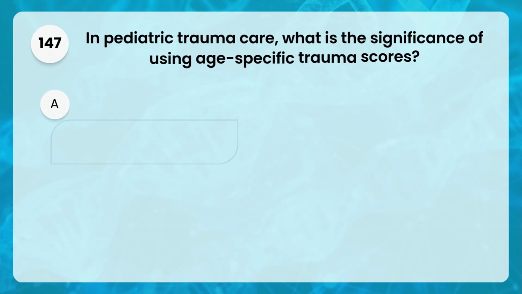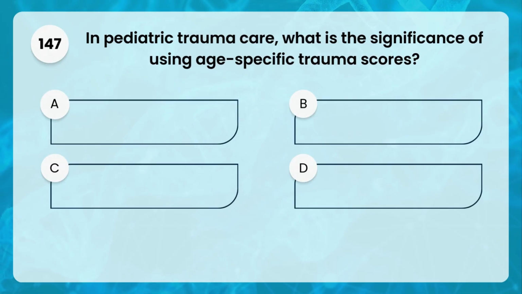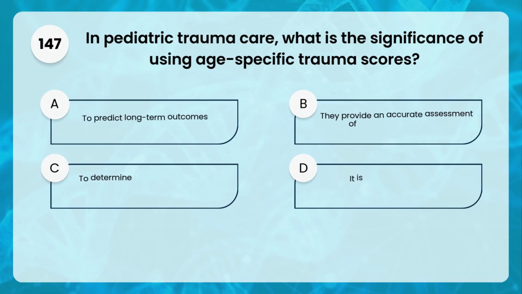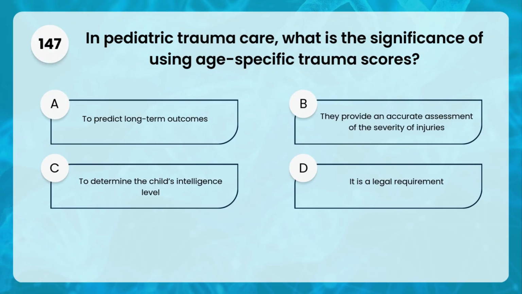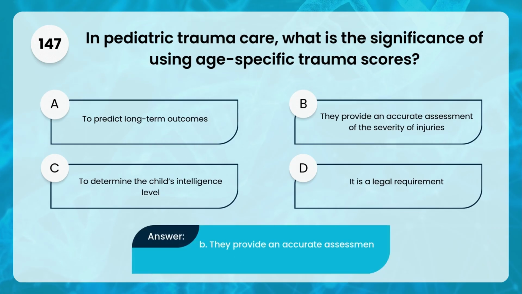147. In pediatric trauma care, what is the significance of using age-specific trauma scores? A. To predict long-term outcomes. B. They provide an accurate assessment of the severity of injuries. C. To determine the child's intelligence level. Or D. It is a legal requirement. The answer is B. They provide an accurate assessment of the severity of injuries.